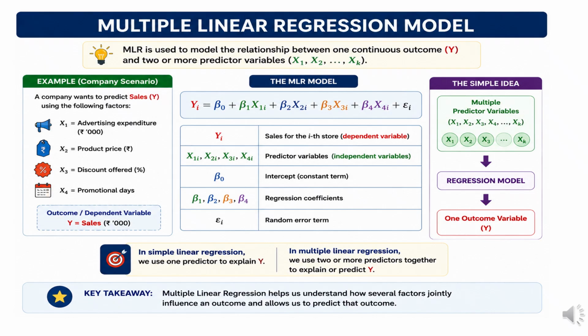For every observation, there will be a difference between the actual Y and the predicted Y. This difference is called the residual. Now, some residuals may be positive and some may be negative. If we simply add them, they could cancel each other out. Therefore, we square each residual and then add all the squared residuals. Our objective is to find the values of the regression coefficients that minimize the sum of squared residuals. This method is called ordinary least squares, or OLS.